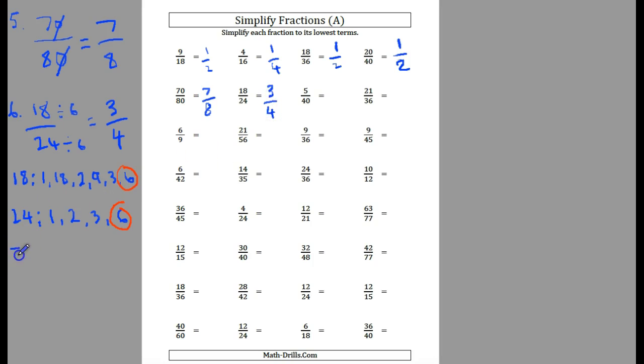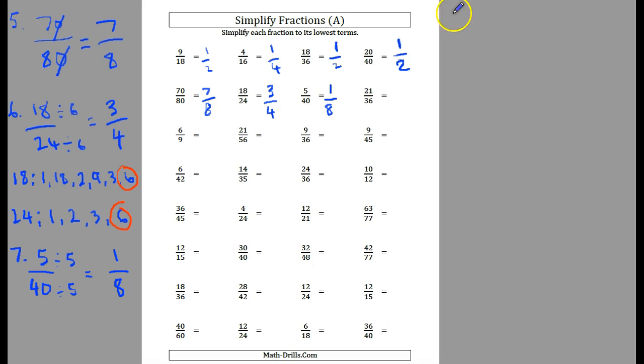All right, let's move on to question 7. So we have 5 over 40. Okay, does 5 go into 40? Now you need to know how things are divisible. Okay, so if you have a 0 on the end of the number, it means it's divisible by both 10 and 5, amongst other numbers as well, but in this case, yep, 5 does go into 40. So the highest common factor is 5. So 5 divided by 5 is 1, and 40 divided by 5 is 8. So this one simplifies to 1/8.